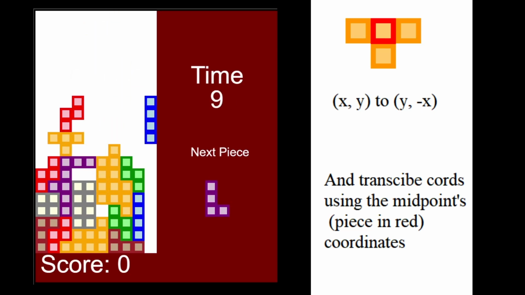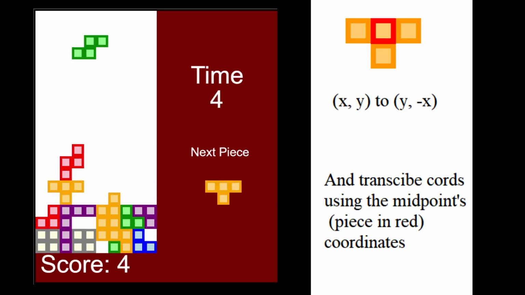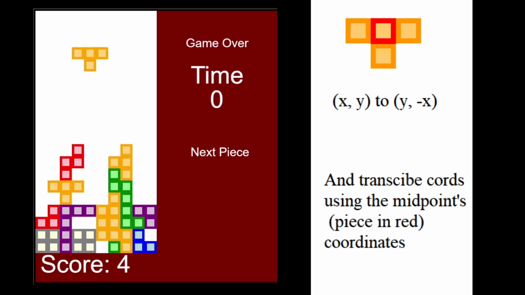You stack up different lines and you try to get a Tetris, which is 4 lines. And if you're able to get 4 lines at a time, you get double score, and basically you just play for a minute.